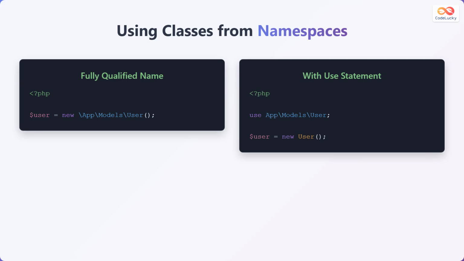The second method is using the use statement. You can import the class into the current scope using the use keyword, allowing you to refer to the class by its simple name. For example, use app_models\user, followed by $user equals new user.